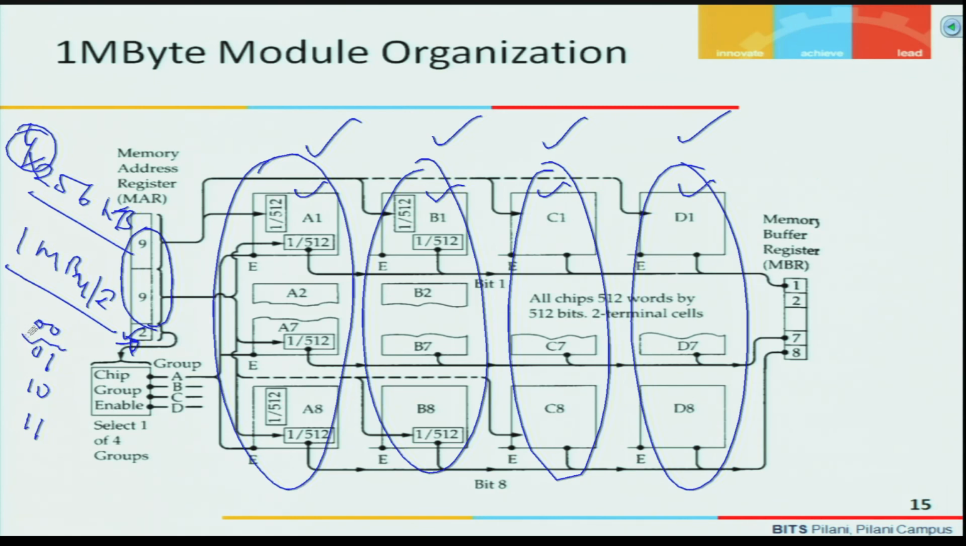So, if the leftmost 2 bits of the address are 0 0, then I am accessing this module. If the leftmost 2 bits of the address are 0 1, then this module will be accessed. So, the first 256 kilobytes will be here, the second 256 kilobytes here, the third 256 kilobytes here, and the fourth 256 kilobytes will be accessed from here. Fourth means in the sequence. So, we start from the first 0 to a total of 1 megabyte, and each location will give me 8 bits of information.